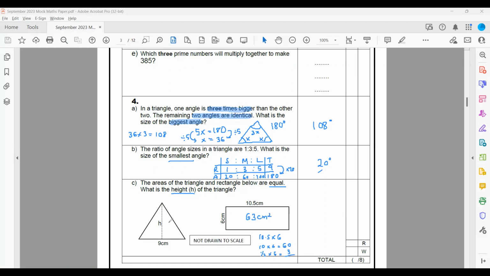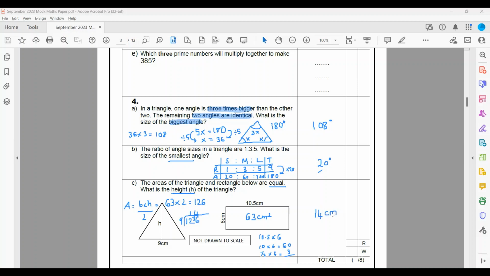And that will be the same for the triangle. And to calculate the area of a triangle, we would do base times perpendicular height, so this line here, divided by 2. And we need that to equal 63. So we can then do the inverse, we can do the reverse. So instead of dividing by 2, we will times by 2 to give ourselves 126. And we know that the base is 9. So we can do 126 divided by 9, and that will give us 14. The height of our triangle will be 14 centimeters.